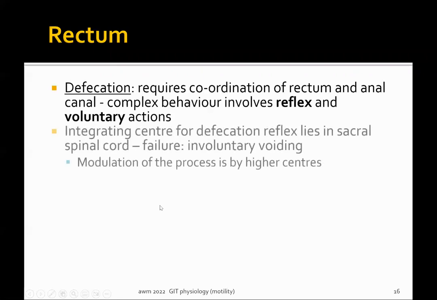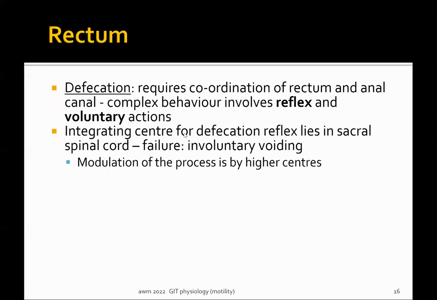Now, when it comes to the rectum, defecation, yes, which is now the final. We talked about how we ingest food, what happens to the food as it travels along the entire gut, and now we're at the other end. Defecation requires coordination of the rectum and the anal canal, and it's a very complex behavior that involves a combination of reflex and voluntary actions. The integrating center for defecation lies in the sacral spinal cord.